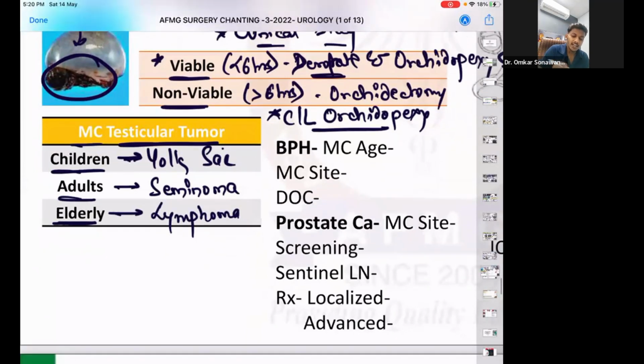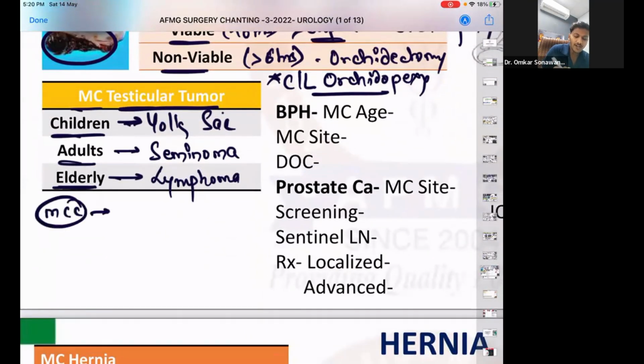Okay, please remember this. If they ask you what is the most common cause of adult testicular tumor or most common cause of seminoma, it is undescended testis. It is cryptorchidism, when the testis is not able to descend down properly into the scrotal sac. That is what is your undescended testis. Most common cause of seminoma.